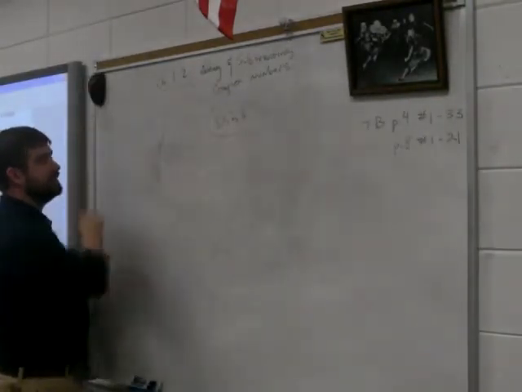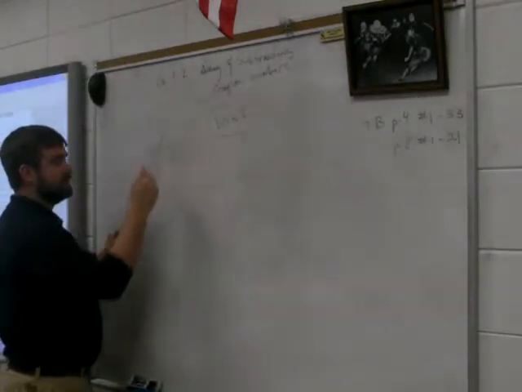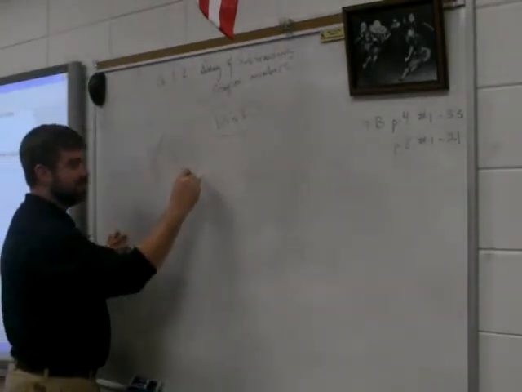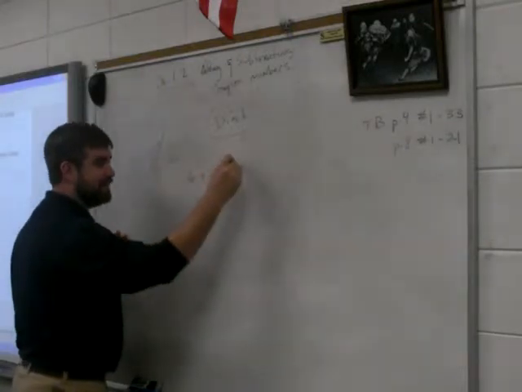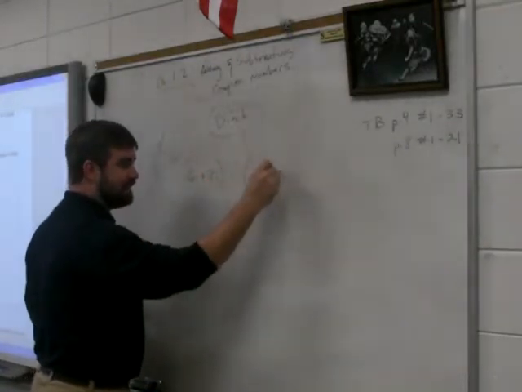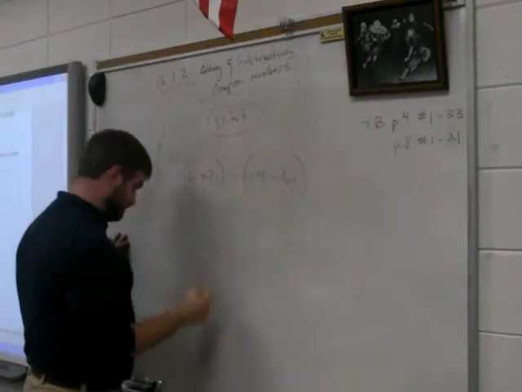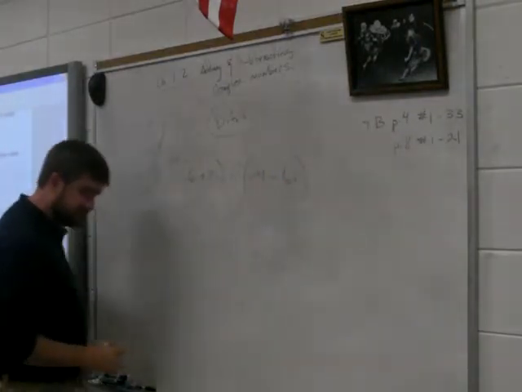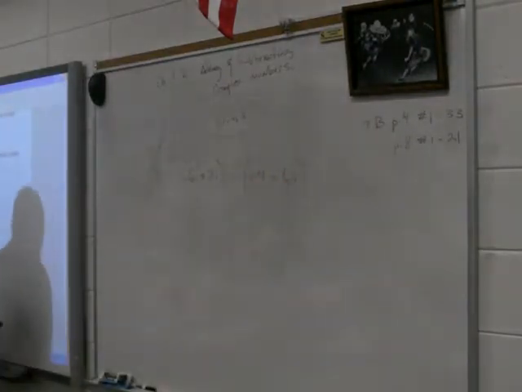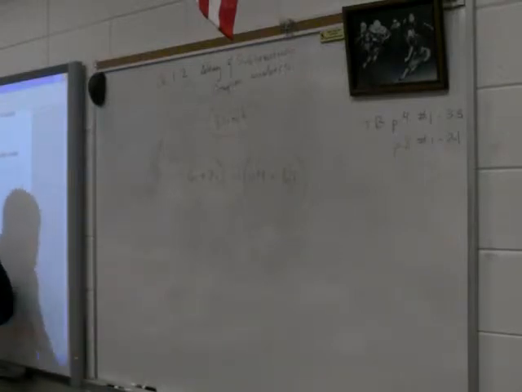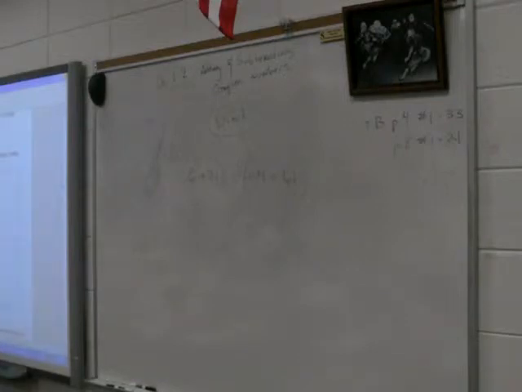I see some muddy water out there. Let's see. 6 plus 2i minus negative 4 minus 6i. Try that one now at your desk, on your own. 6 plus 2i minus negative 4 minus 6i. Tell me what you get.